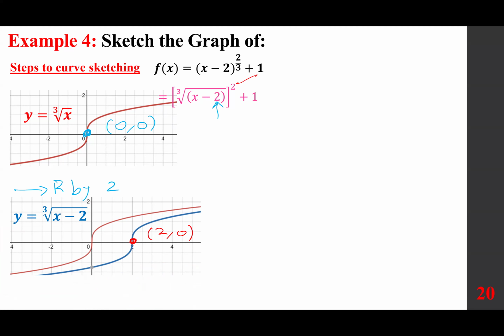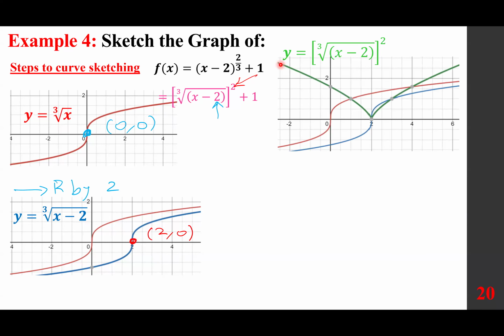The next one is to square that. What is the effect of that? Let me remind you. The portion which is above the x-axis is positive, becomes larger. The portion below the x-axis, which is negative, when you square it becomes positive, flips over. So it looks like this. And your x-intercept hasn't changed.